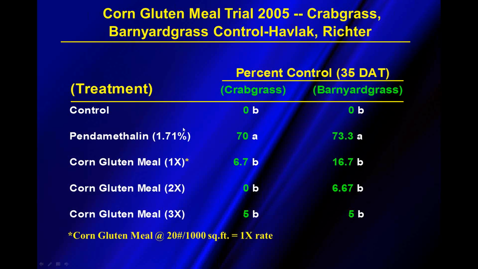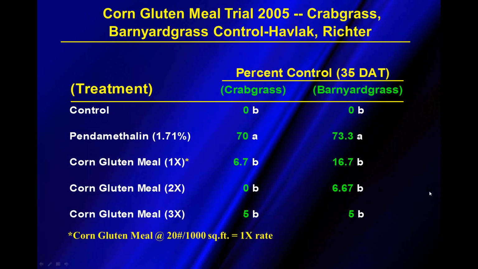Maybe it's out there. But 10 years ago, we looked at this in a trial down in San Antonio, where we put out the recommended rate, twice the recommended rate, and 3 times the recommended rate, and got anywhere from 5 to 6% crabgrass control. We used the synthetic herbicide pendimethalin and got 70% control. In the case of barnyardgrass, again, an equal level of control from the pendimethalin, but very little control from the corn gluten meal, even at 3 times the recommended rate.